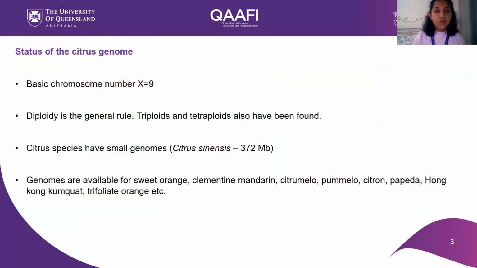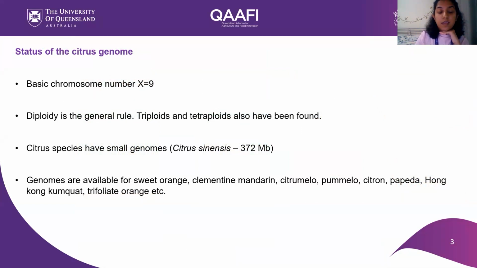So let me give you a brief introduction about the citrus genome. Citrus has a basic chromosome number, which is 9. So in diploid species, we have 18 chromosomes. Diploidy is the general rule in citrus, but we also have some triploid and tetraploid varieties as well. For example, triploid Tahiti lime and tetraploid Poncirus trifoliata and wild Hong Kong kumquat varieties.